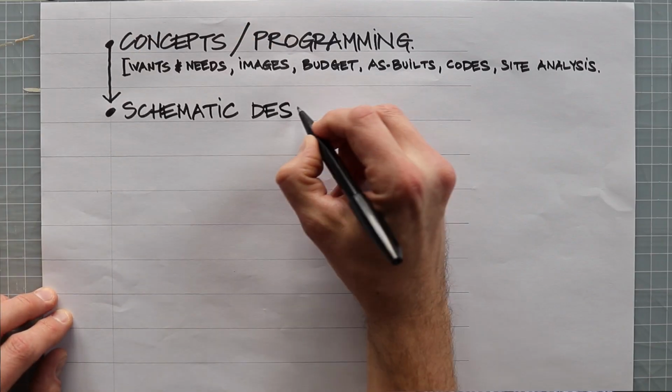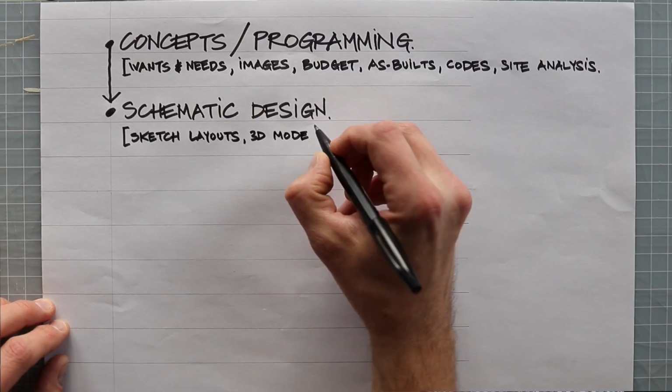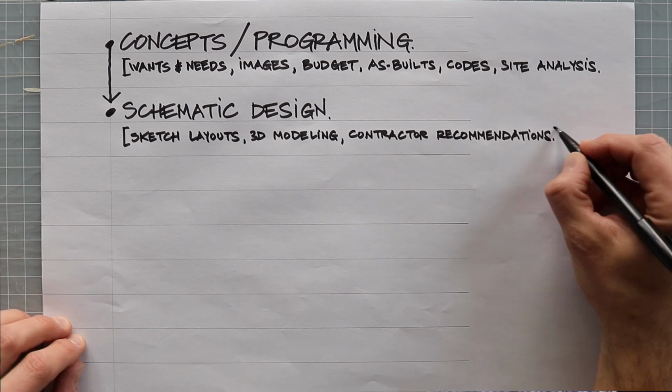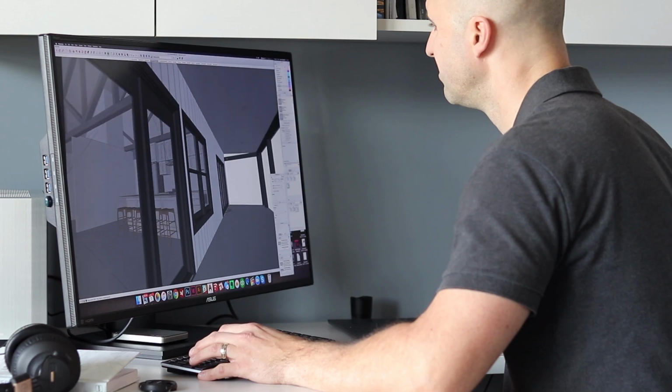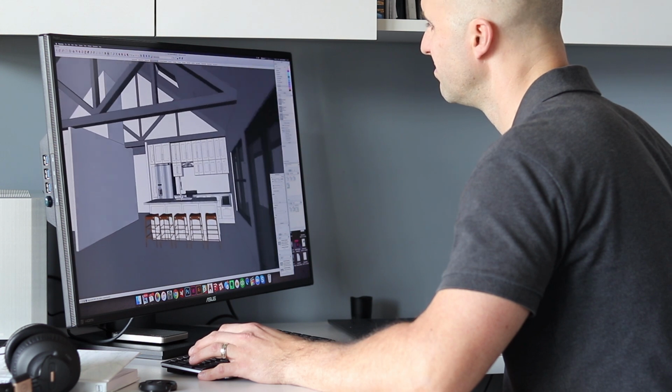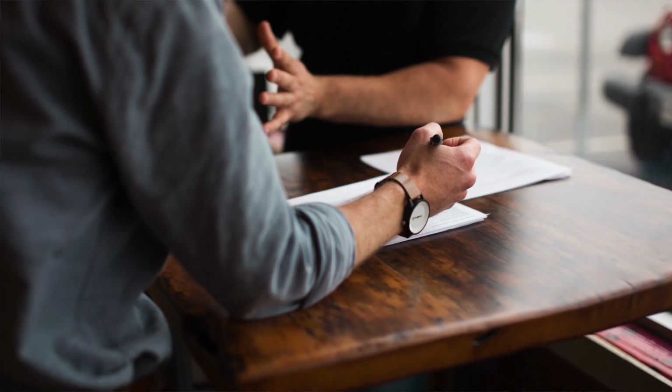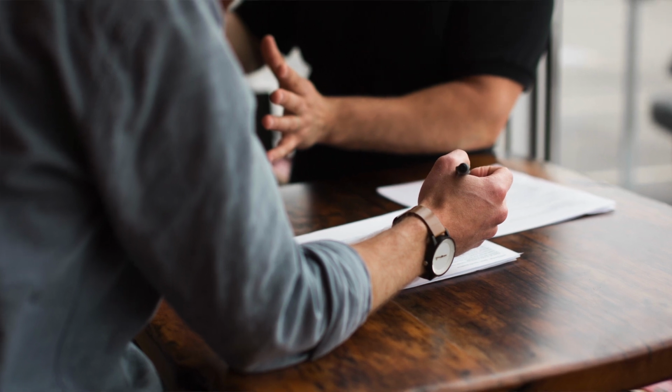Next is the schematic design phase, where your floor plans, building elevations, and landscape layout start to take shape. These may be hand sketches, or your designer may choose to begin to put information into a CAD program. They may also start to generate 3D models so you can get a good understanding of what you're building. Ideally, you'll also start to talk about which contractors you'll need to get the project built, and your designer should be able to provide recommendations.